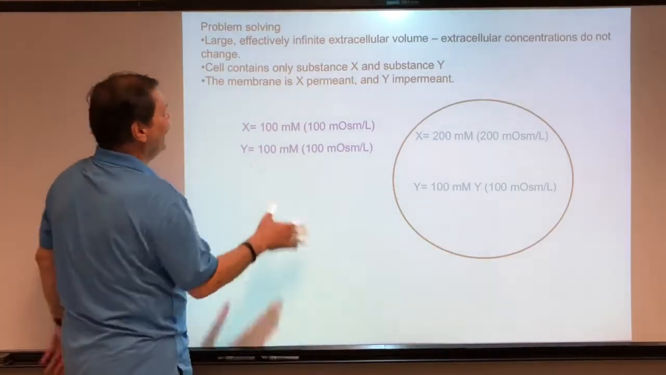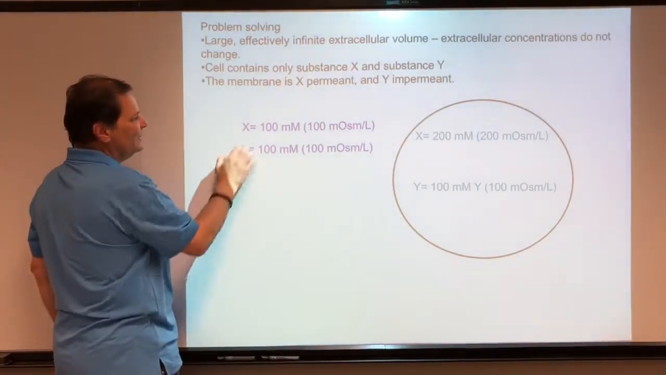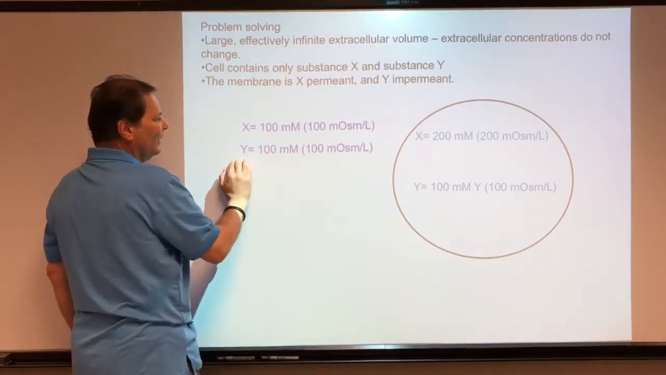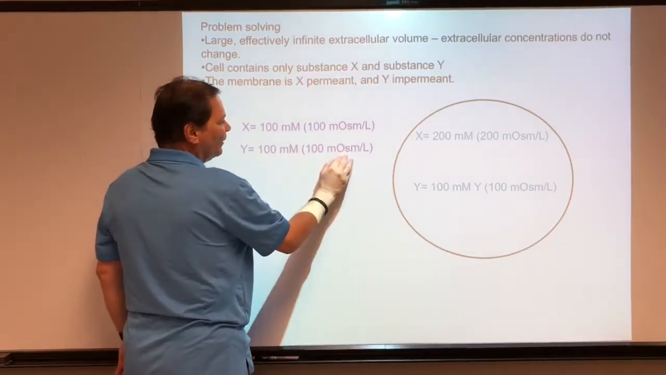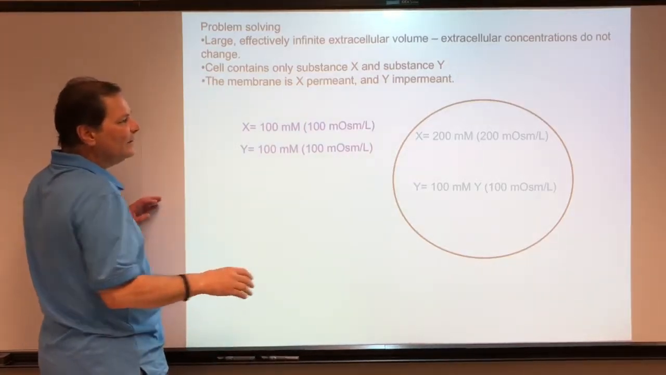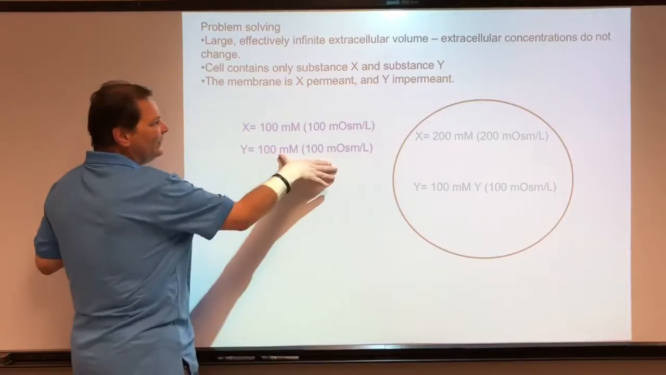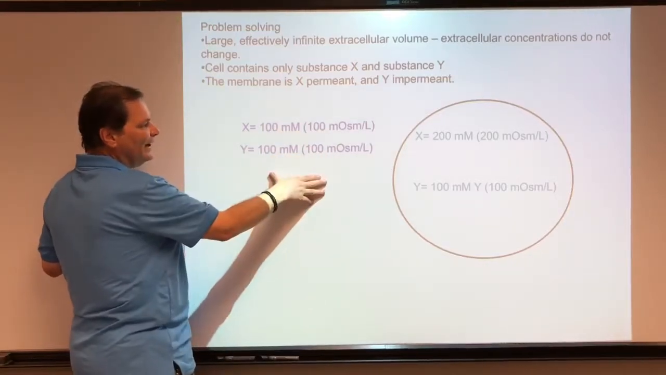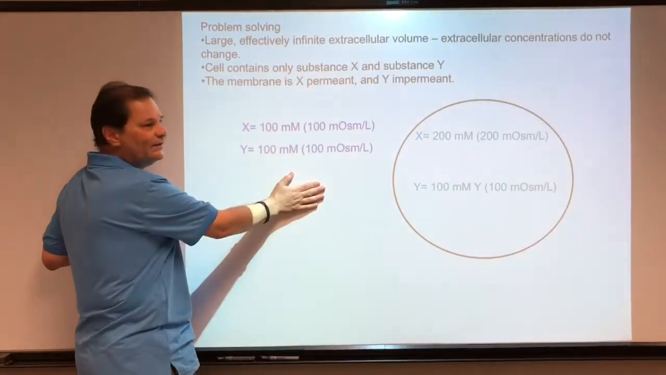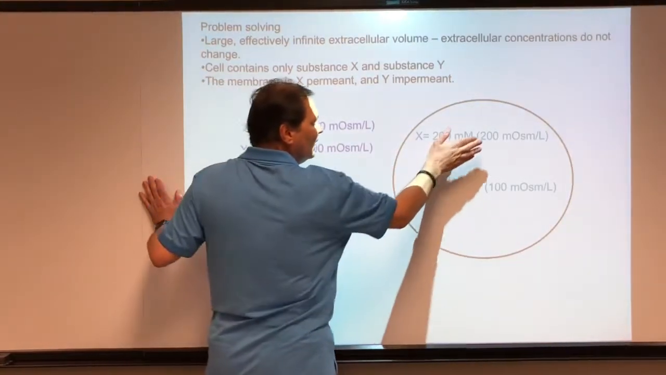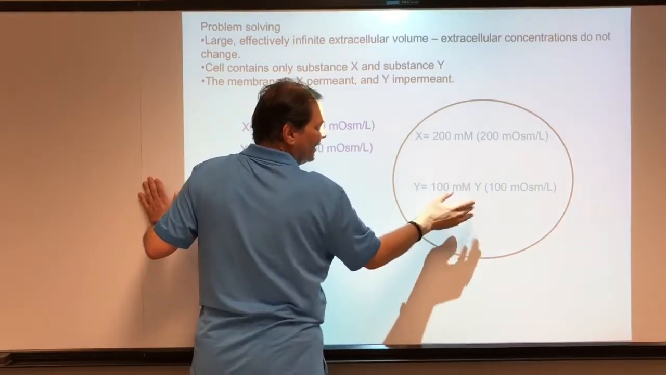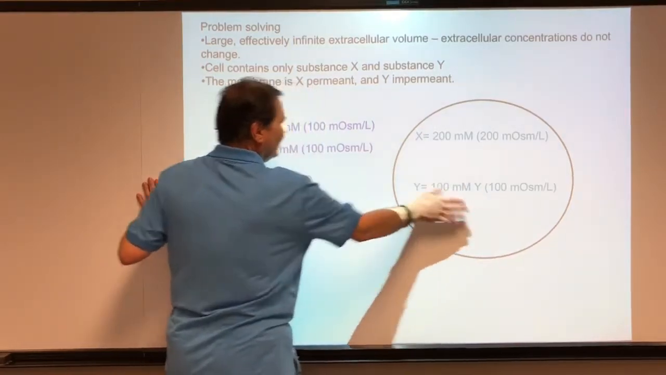In this case, I have a beaker of solution that has 100 millimolar X, 100 milliosmoles per liter, and 100 millimolar Y, 100 milliosmoles per liter. So first, let's look at X and Y. On the outside of the cell, I have 100 and 100. That is a total of 200 milliosmoles per liter. That's the osmolarity of the solution outside the cell. The osmolarity of the solution inside the cell, 200 and 100, is 300 milliosmoles per liter.